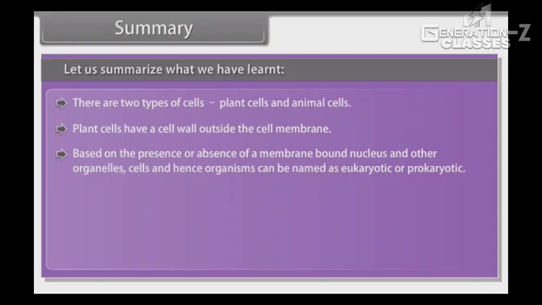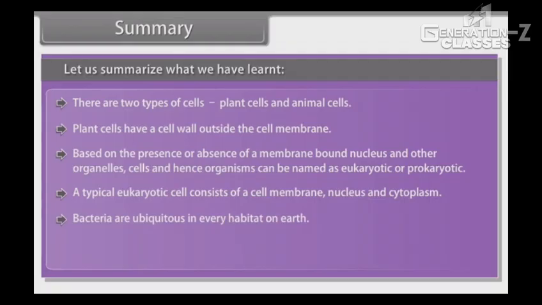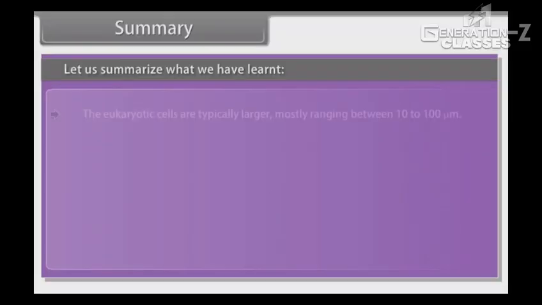as eukaryotic or prokaryotic. A typical eukaryotic cell consists of a cell membrane, nucleus and cytoplasm. Bacteria are ubiquitous in every habitat on Earth. Prokaryotic cells usually range between 1 to 10 micrometer. The eukaryotic cells are typically larger, mostly ranging between 10 to 100 micrometer.